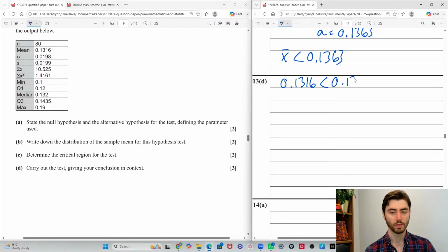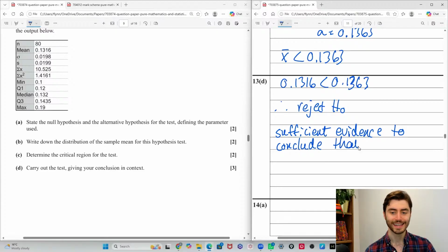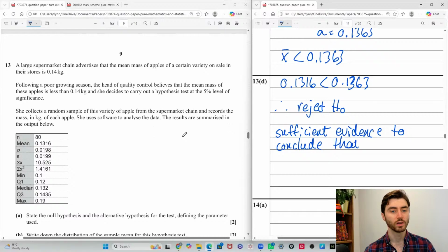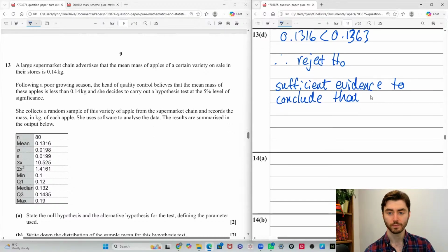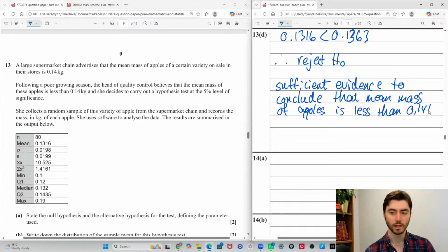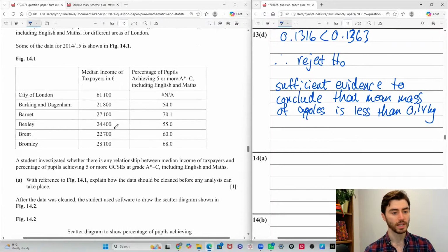0.1316 is less than 0.1363. Therefore, we reject H naught, and we can't spell. We reject H naught and say that there is sufficient evidence to conclude, and then you restate it in the language of the question. So to conclude that the mean mass of apples is less than 0.14 kilograms. Okay, 14A.